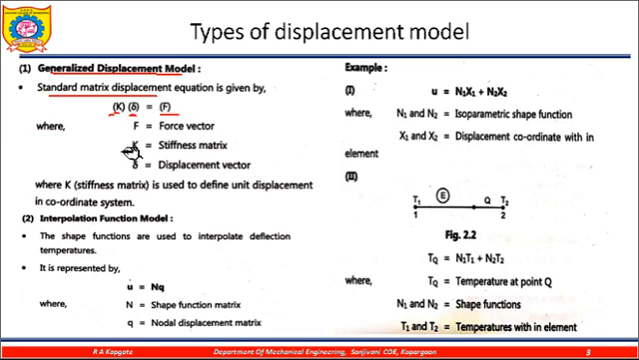Whenever we are solving any problem, we first need to find the force vector, then the stiffness matrix, as well as the displacement vector. Generally displacement is the final solution. We need to find how much displacement is taking place, but to find this displacement we first need to find the stiffness matrix. This is a very important concept. Once we are able to find the stiffness matrix, it is very easy to solve any type of problem in finite element analysis.